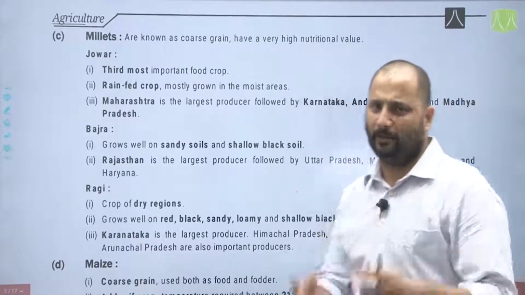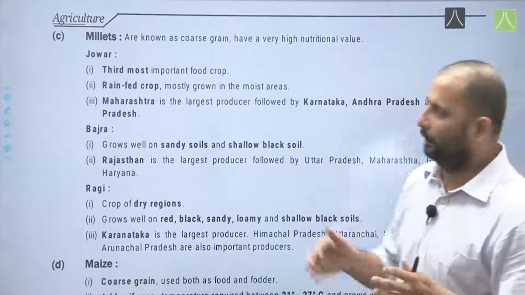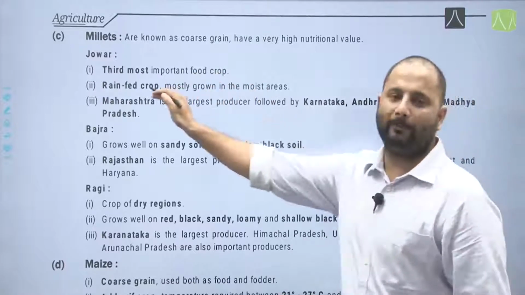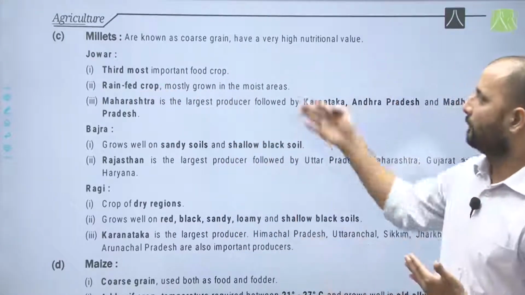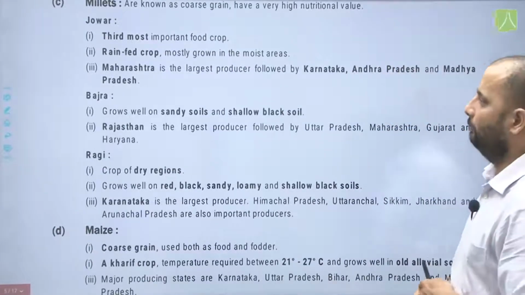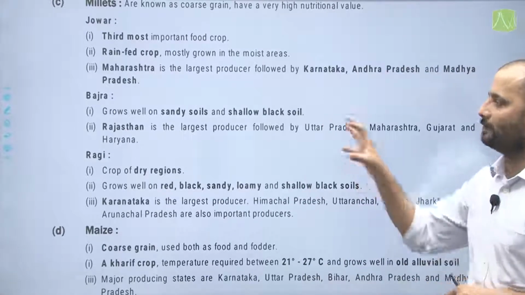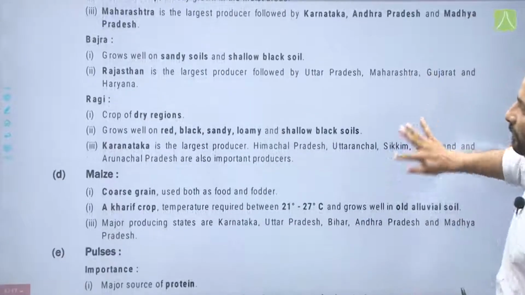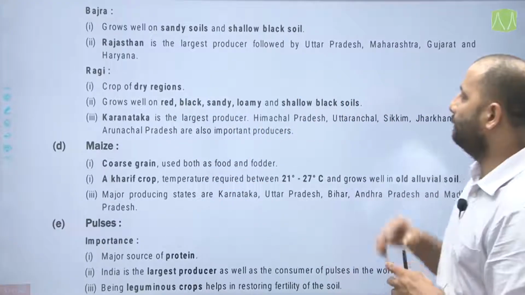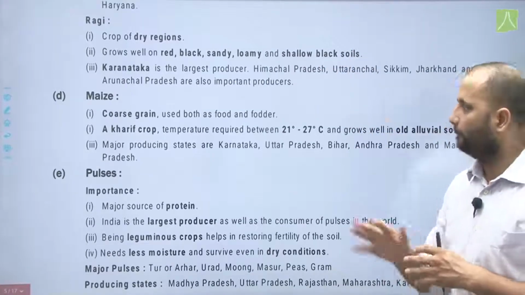Millets are known as coarse grain, that is roughage, which have a very high nutritional value, and they are classified as jowar, bajra and ragi. Jowar is the third most important crop after rice and wheat, a rain fed crop mostly grown in the moist areas, and Maharashtra is the largest producer. Next, bajra grows well on sandy and shallow black soil, and Rajasthan is the largest producer. Ragi is a crop of dry regions, grows well on red, black, sandy and loamy soils. Karnataka is the largest producer.